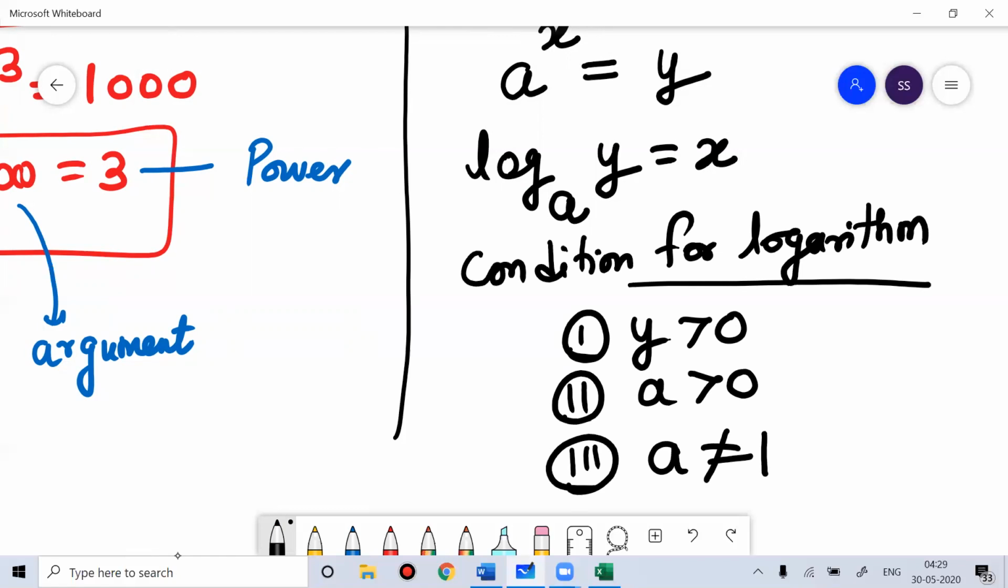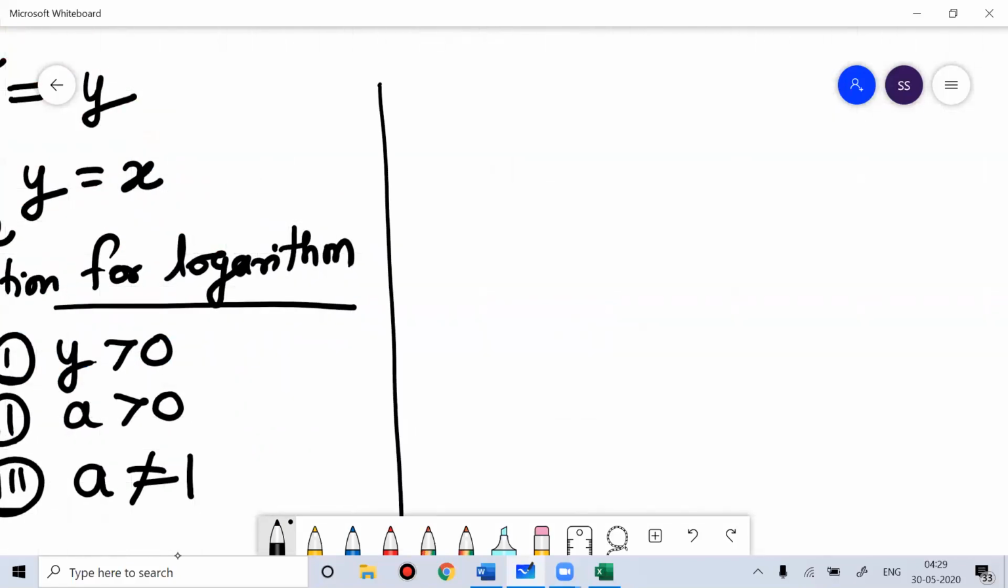So whenever we write the number in the form of logarithm, your base and your argument both should be positive numbers, and at the same time your base should not be equal to 1. You have to keep that in your mind. Many people would be wondering what is the problem with 1.